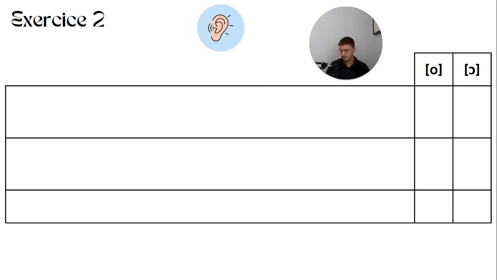C'est bon? Phrase numéro 1. Dans les eaux profondes de l'océan vivent un orque et un dauphin. Dans les eaux profondes de l'océan vivent un orque et un dauphin.